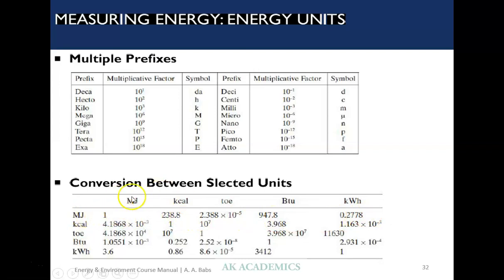1 megajoule is, of course, equal to 1 megajoule. 1 megajoule is equal to 238.8 kilocal. 1 megajoule is equal to 2.388 times 10 raised to power minus 5 ton of oil equivalent, and then it keeps going like that. 1 megajoule is equal to 947.8 BTU. 1 megajoule is equal to 0.2778 kilowatt hours. So you can check each line and see exactly how some of these conversions are made.